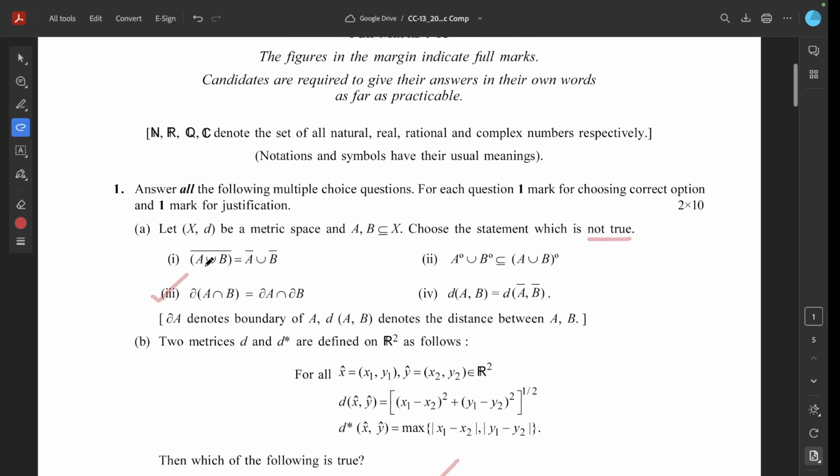Question 1a. Let (X, d) be a metric space and A be a subset of X. Choose the statement which is not true. Correct is this: boundary of (A ∩ B) equals boundary of A intersection boundary of B, where ∂A denotes the boundary of A and d(A, B) denotes the distance between A and B.